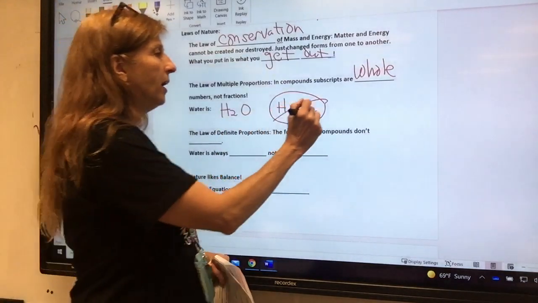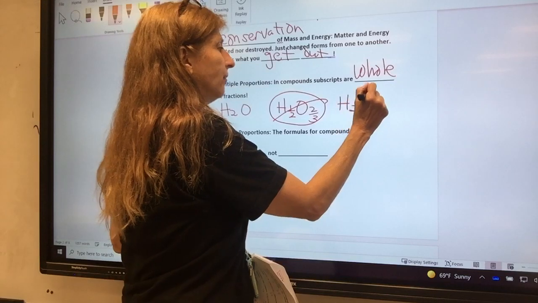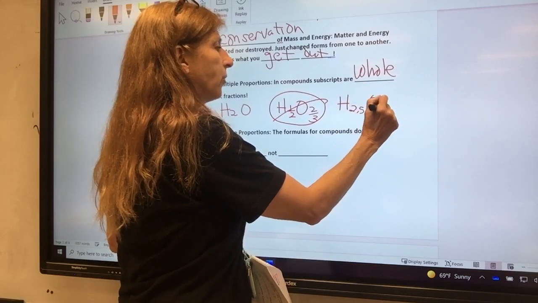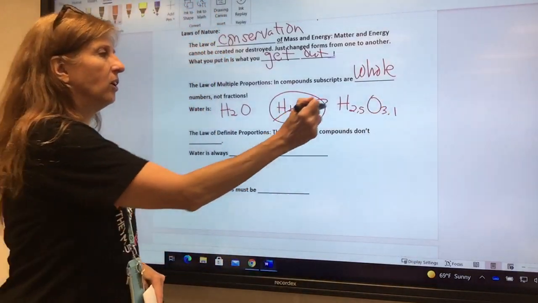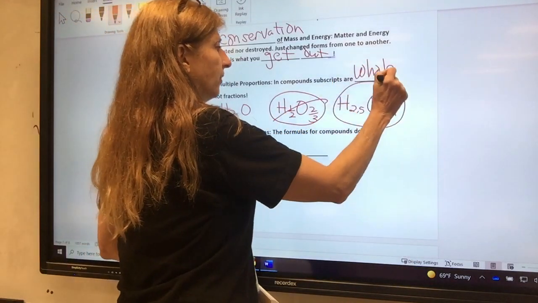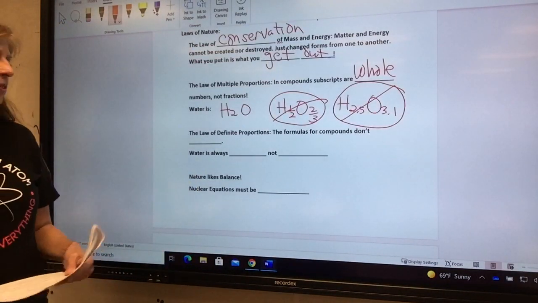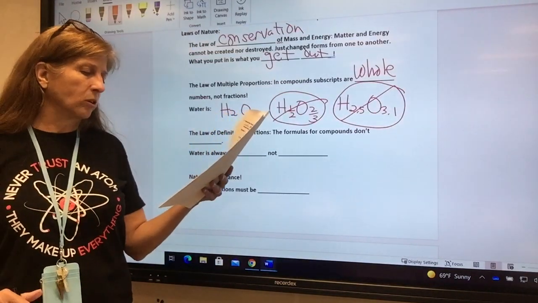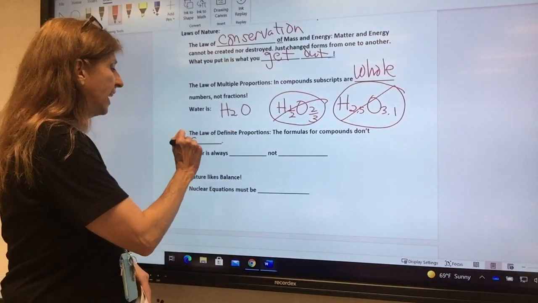And also, it's not H2.5 O3.1. You know, it's never decimals either. It's always whole numbers. The next one is the law of definite proportions, and the formulas for compounds don't change.